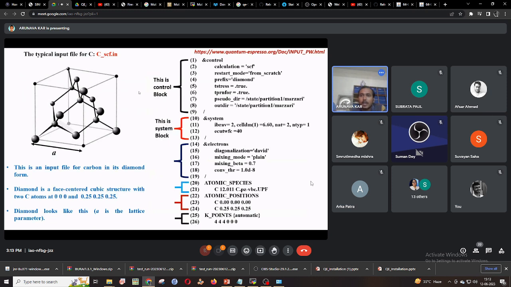Now, if you return back to this block, we can find there is a control block, a system block, and electrons. There you need to provide the atomic species which I want to calculate. You need to provide atomic positions and K points.